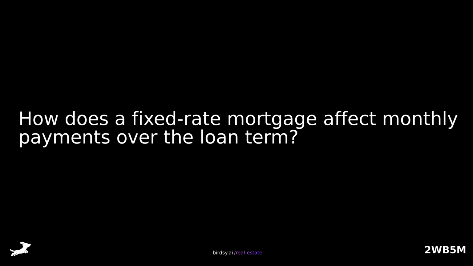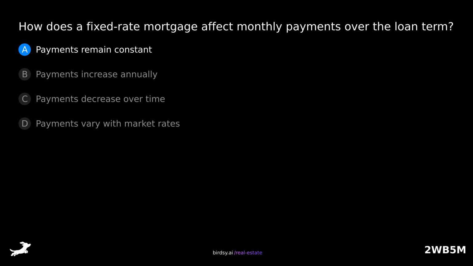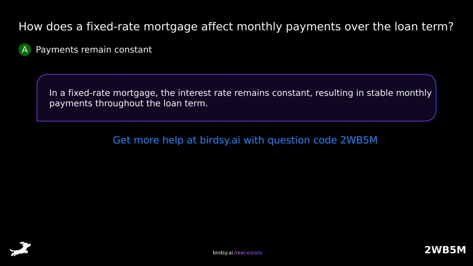How does a fixed-rate mortgage affect monthly payments over the loan term? Is it A, payments remain constant? B, payments increase annually? C, payments decrease over time? Or D, payments vary with market rates? The answer is A, payments remain constant. In a fixed-rate mortgage, the interest rate remains constant, resulting in stable monthly payments throughout the loan term.